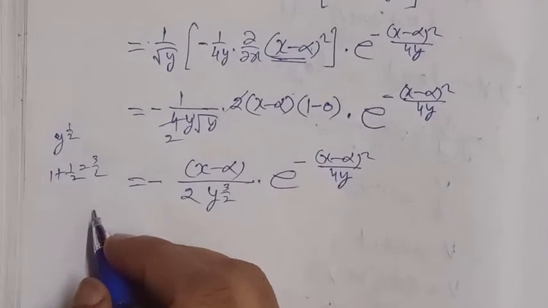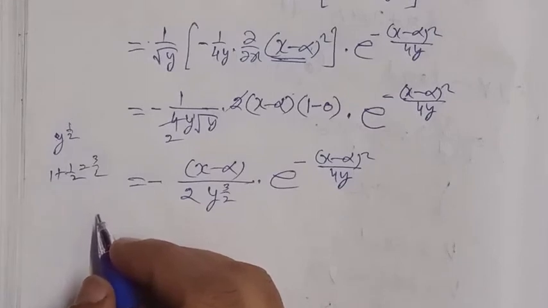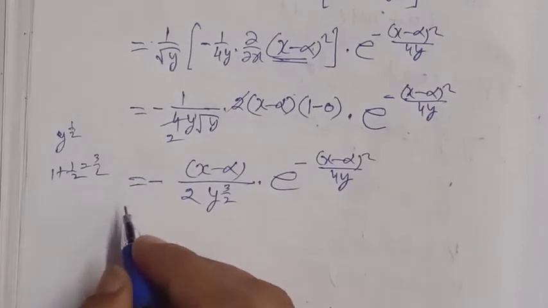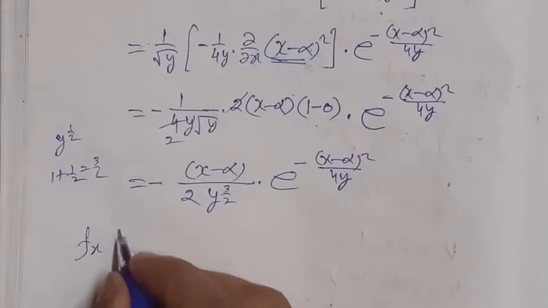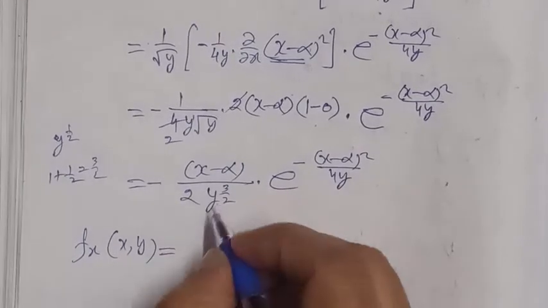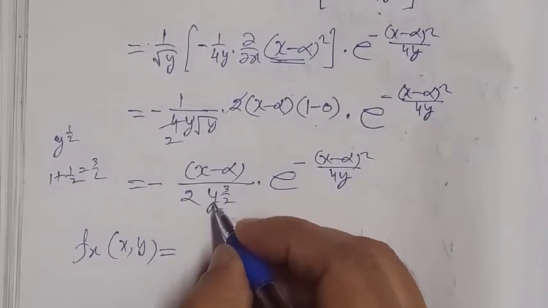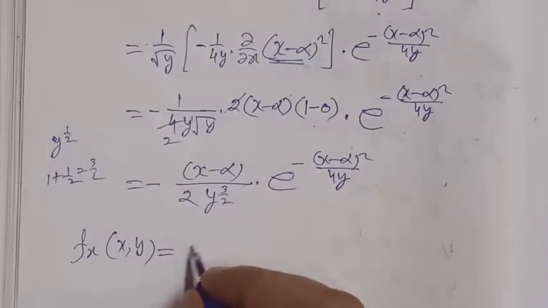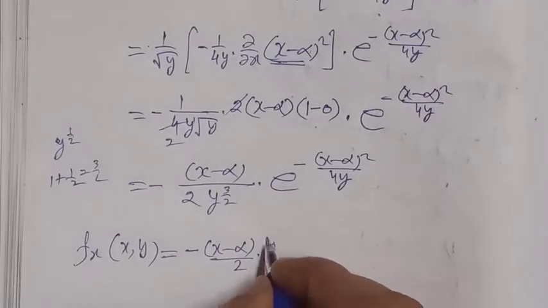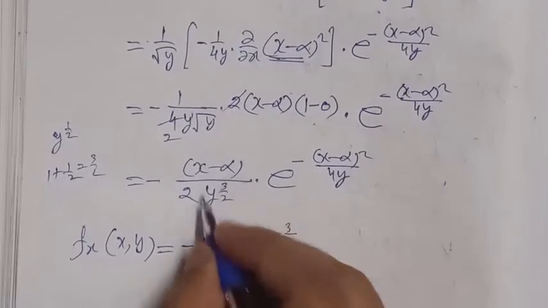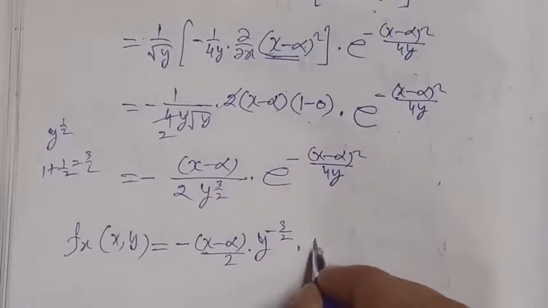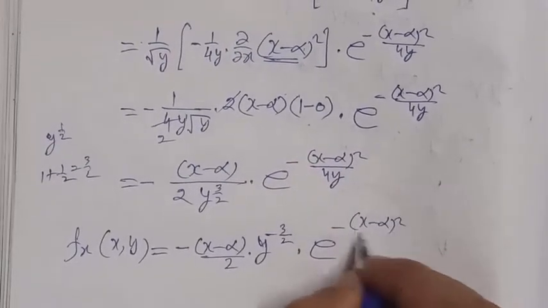Now I get only this value, meaning f_x(x, y) is equal to, and we should take it in the numerator, so I can write it as minus (x minus alpha) upon 2 into y to the power minus 3 by 2 by indices law, because this value goes from denominator to numerator, multiplied by e to the power minus (x minus alpha) whole squared upon 4y.